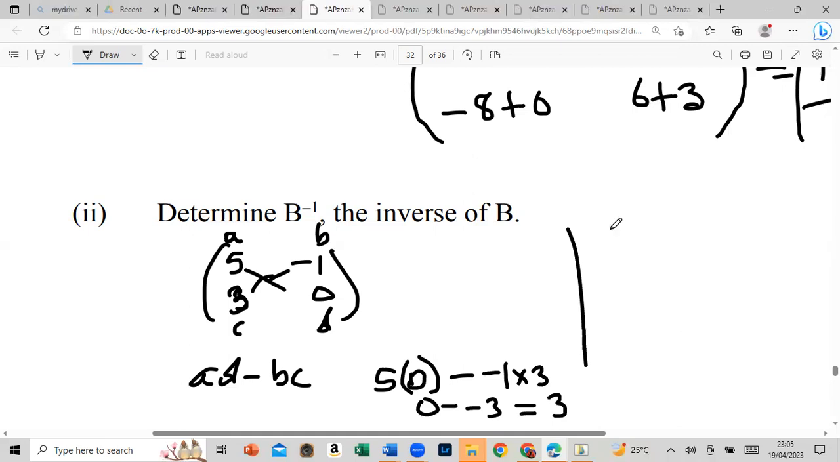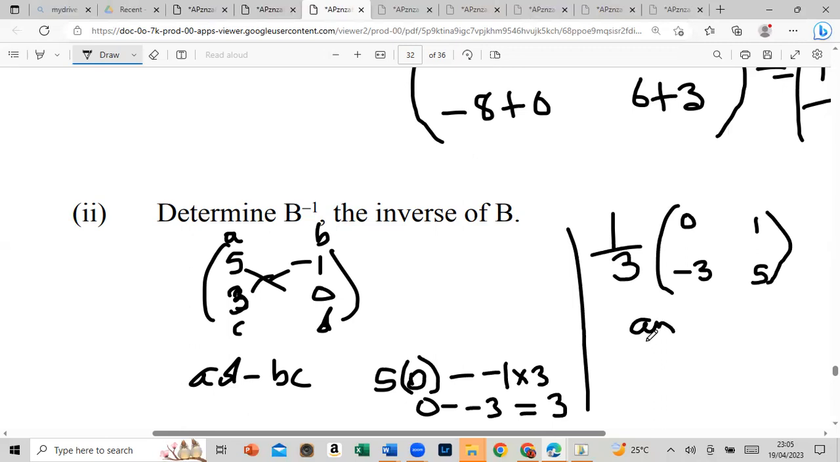So to find the inverse, we say 1 over 15, that's 1 over the determinant. Let's look at the adjoint now. Swap 5 and 3, then change the sign of the other diagonal, so that becomes positive 1 and negative 0. So there we have it. That would make the inverse of B. Alright, so guys, you must be able to do the inverse of a 2 by 2 matrix.